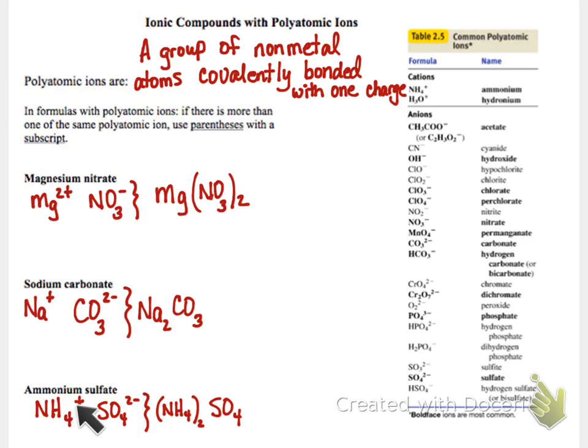So NH4 has a +1, and sulfate has a -2. To balance out and make 0, we're going to need 2 ammonium groups for every 1 sulfate. So it's NH4, group it together, put it in parentheses, followed by the 2, and then the sulfate group. There's just one of these. So again, if there's more than one polyatomic group, you have to put it in parentheses, followed by the subscript of however many groups there are.